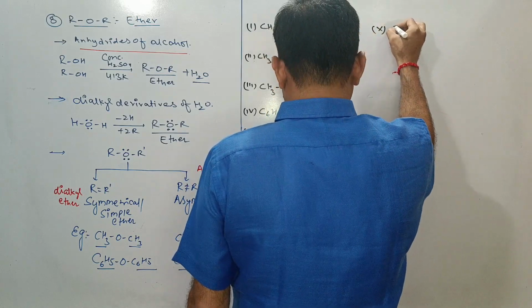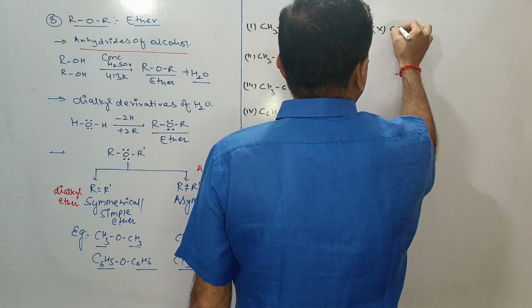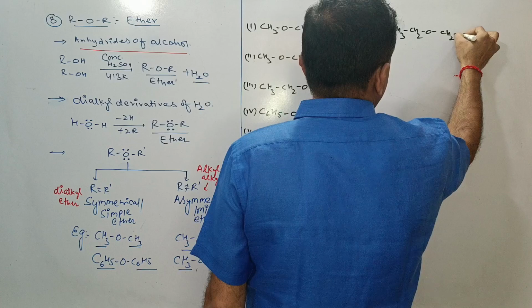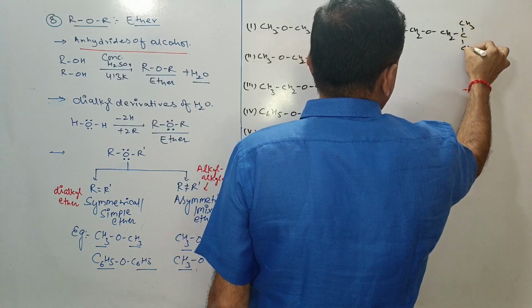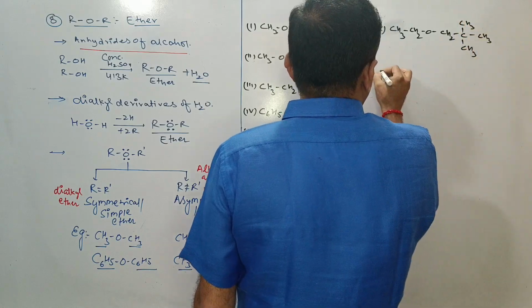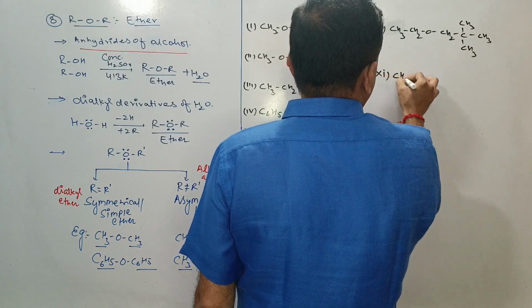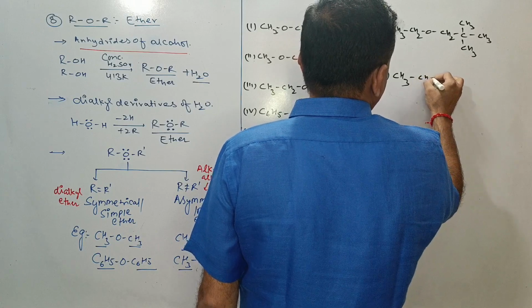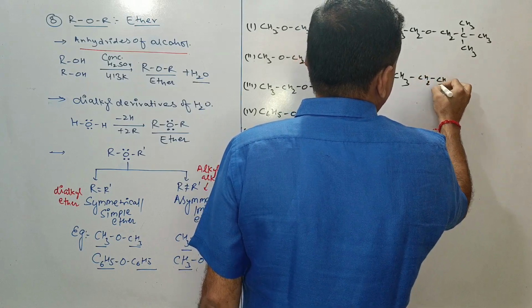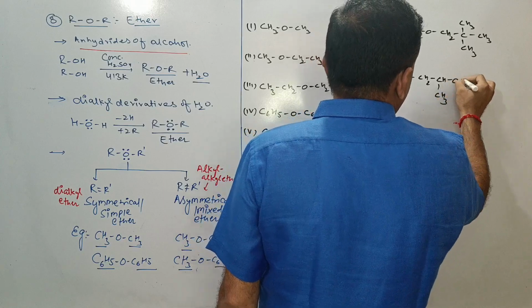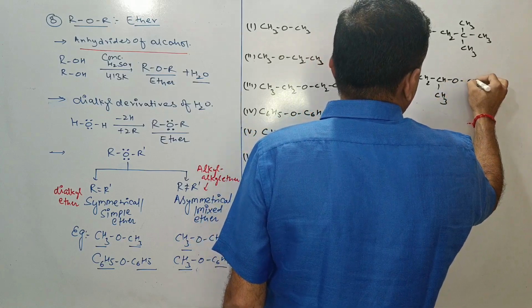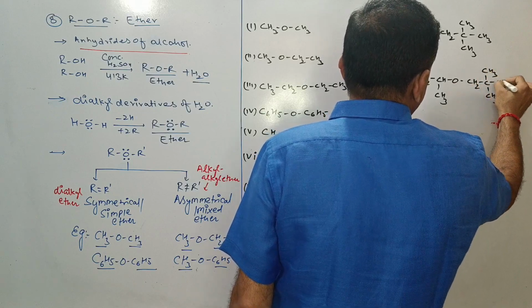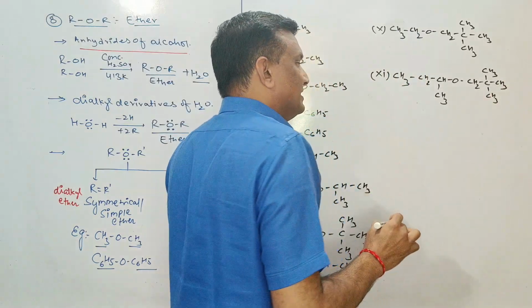That may be as follows: CH3, this is the CH3, CH2O, this is the CH2, CCH3 and CH3 and CH3. If I go with the 11th compound, then we can take CH3, this is the CH2, this is your CH, this is CH3 and this is O. We can take CH2, CCH3 and CH3 and CH3. So these are the 11 compounds.